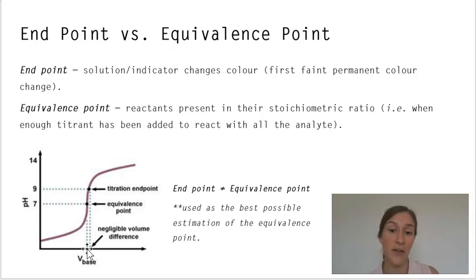However, you might be using an indicator that has a colour change around about pH 9. Now, as you can see here, there's a really small difference in the volume between the amount of base that's been added at the equivalence point at pH 7 to the end point at pH 9, because we've got this very steep section of the curve here. So although it's not ideal, we use the end point as the best possible estimation of the equivalence point.